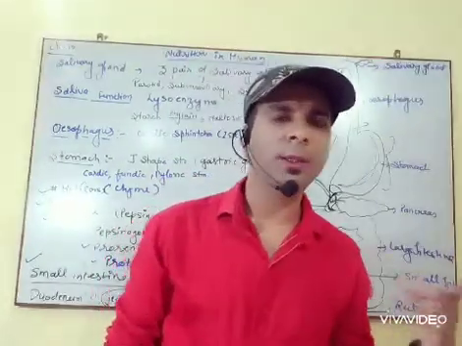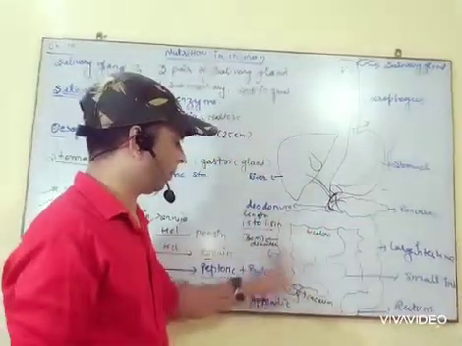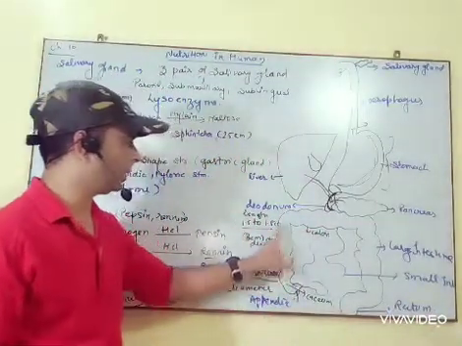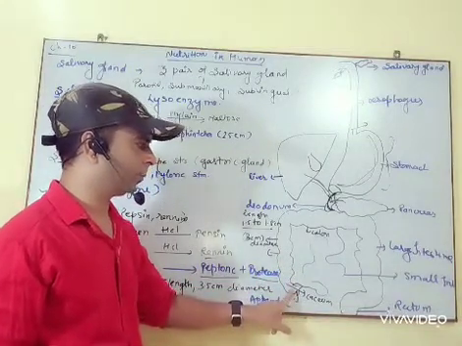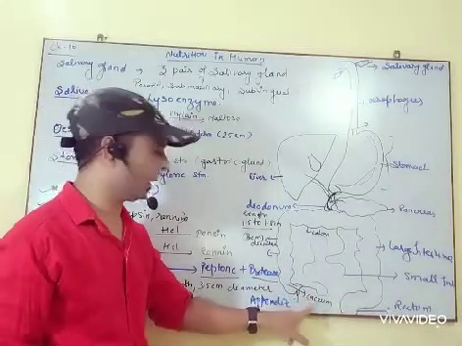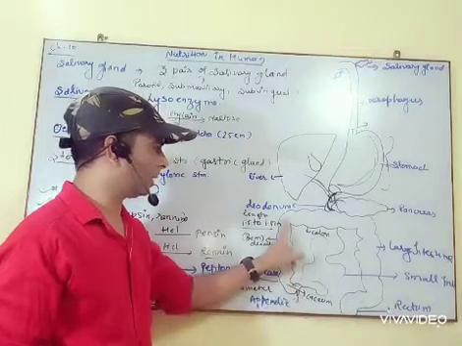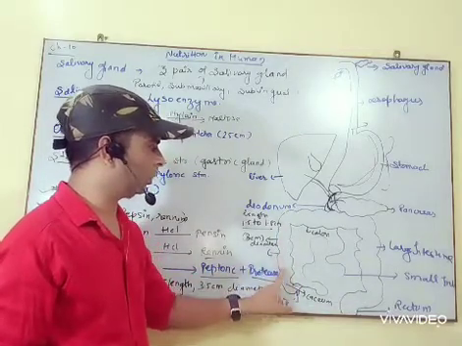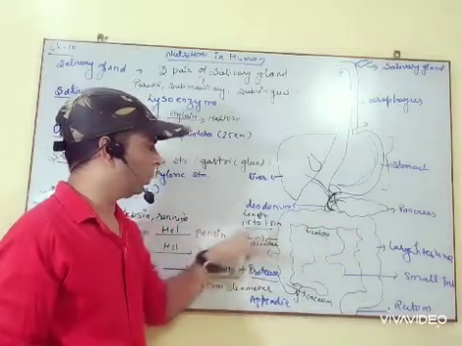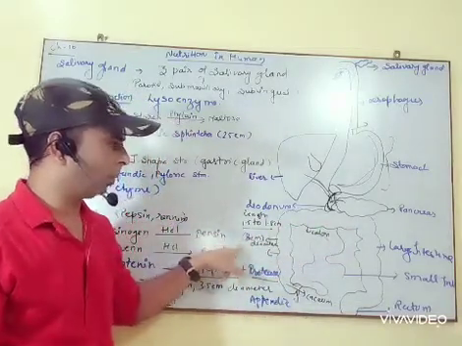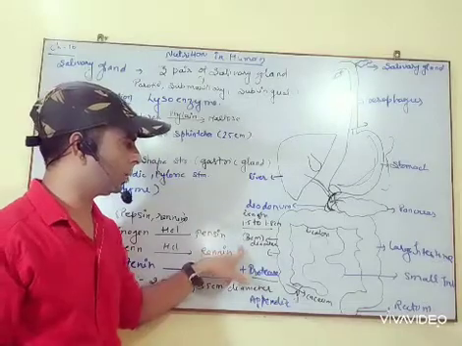Now, the large intestine is again divided into the following parts. First one is known as this structure. This structure is known as the caecum. The next one is the U-shaped structure known as the colon. The next structure, the U-shaped structure, will be called the colon.